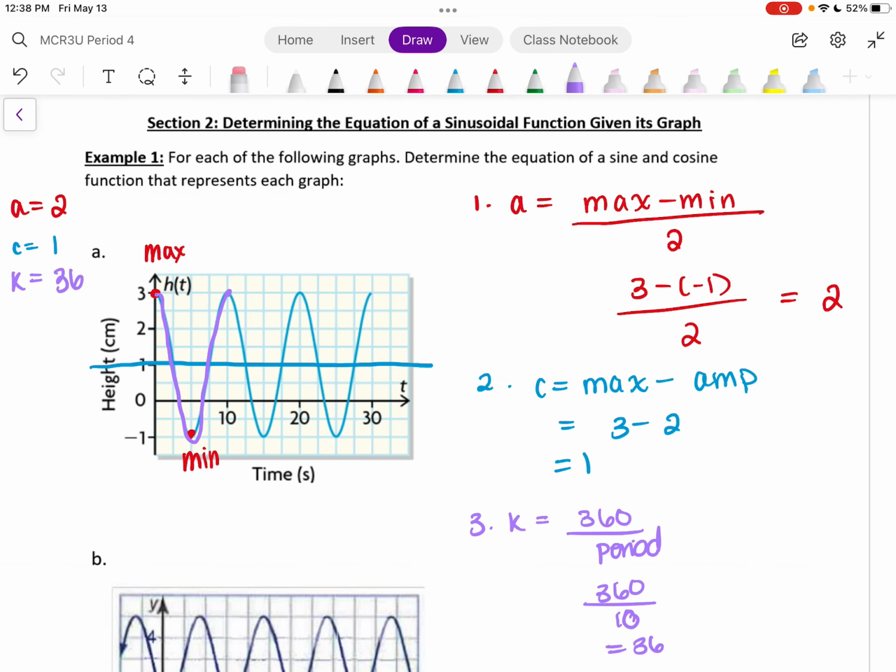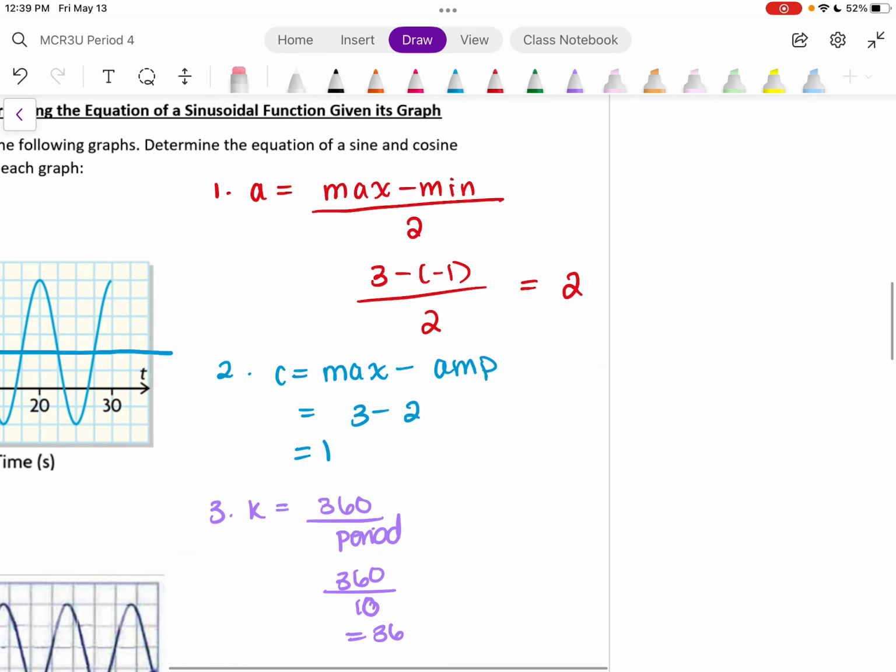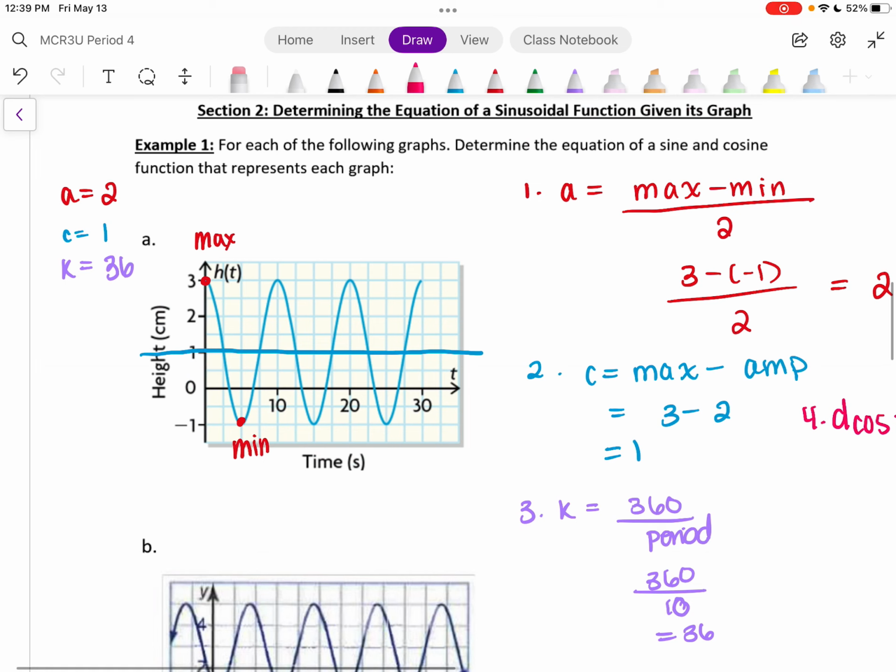Now, this is where it gets a little bit tricky. If I'm looking at this function right now, it is very obviously a cosine function, right? There's no horizontal shift. It starts at the max. This is very obviously a cosine function. That means that I have no d value. D cosine is equal to 0, right? Because it starts at the max. This is my d cos.